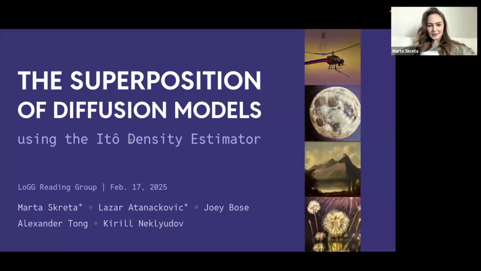Cool. I will go ahead and get started. So the talk is going to be on how we can superimpose diffusion models using something called an Ito density estimator, which I will tell you about in a little bit.